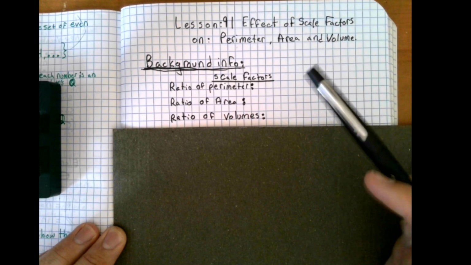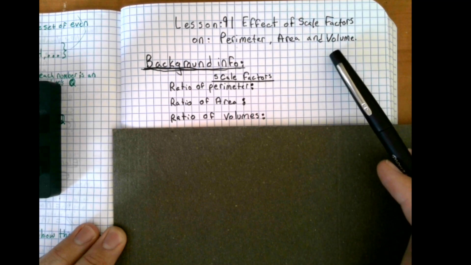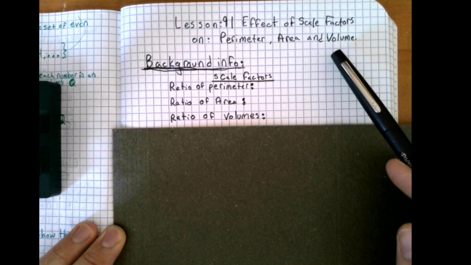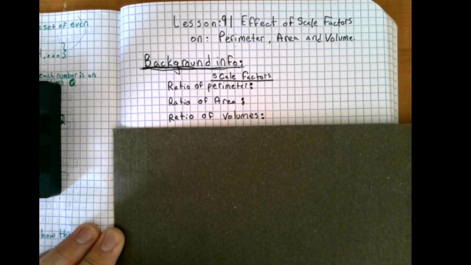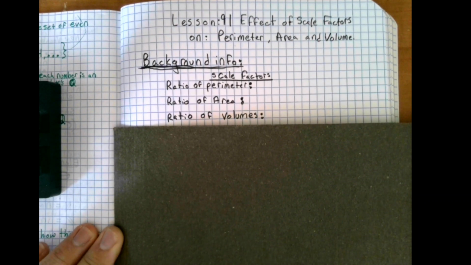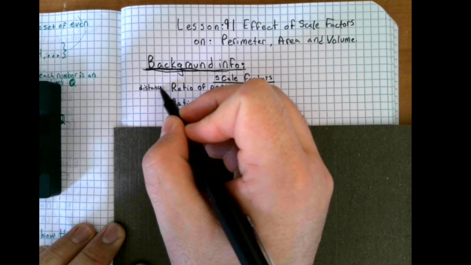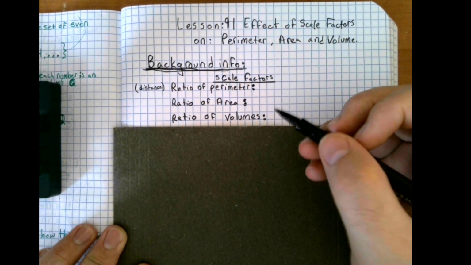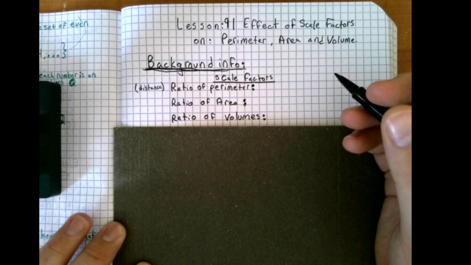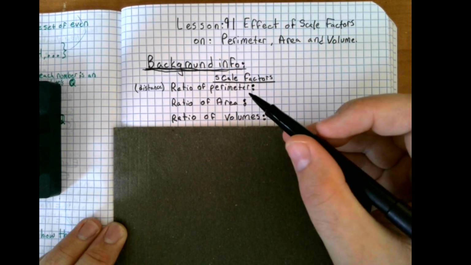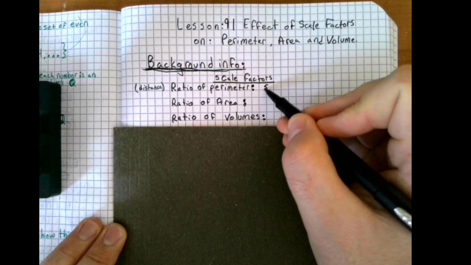Now, to start us off, we're talking about the effect of scale factors on perimeter, area, and volume. We've already sort of talked about this each individually. We just haven't talked about them all in a group. So remember that perimeter is a measure of distance. Now, as a measure of distance, scale factors, which apply a multiplier to your distances, to your dimensions, are going to affect the perimeter on a one-to-one basis. So our ratio for the perimeter is just going to be our scale factor.